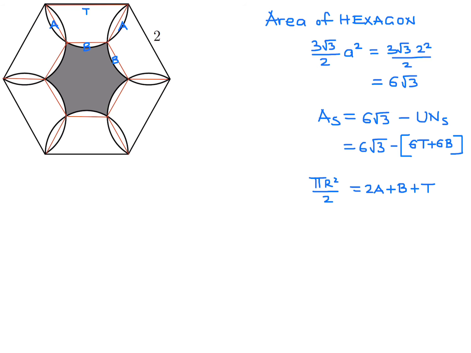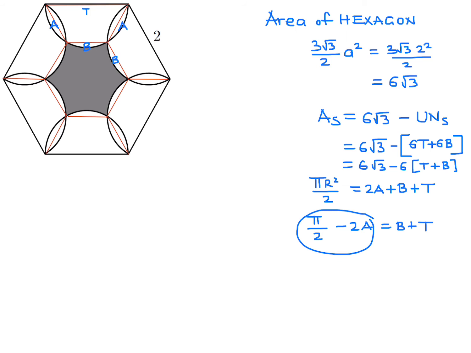And therefore, pi, well, r is going to be just 1, because this whole thing is the diameter, which is 2. So that just becomes 1 squared, which is just 1. So pi over 2 minus 2a is equal to b plus t. And if you look over here, this is essentially 6b plus t. If we were to factor out a 6, it would be just t plus b here. So if I can figure out this, I can just sub it into there. So all I have to do now is figure out a. If I figure out a, I'm done with my question.